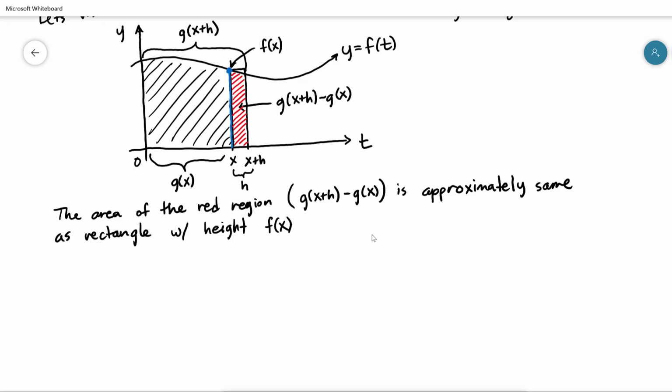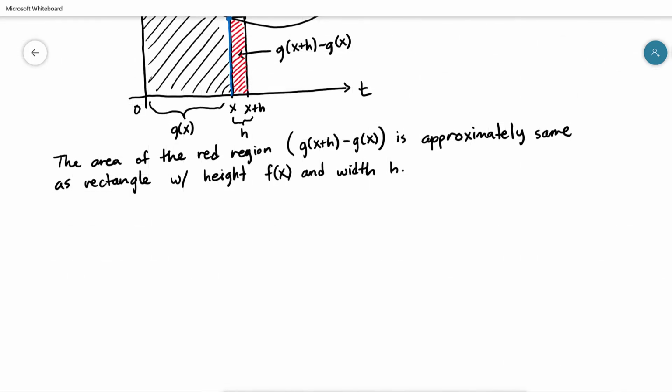It's evaluating the function y equals f of t at the point where the t-axis is equal to x right there. So that height right there is f of x. So it's the rectangle with the height of f of x and width of h. What I'm claiming is that h times f of x is approximately g of x plus h minus g of x.